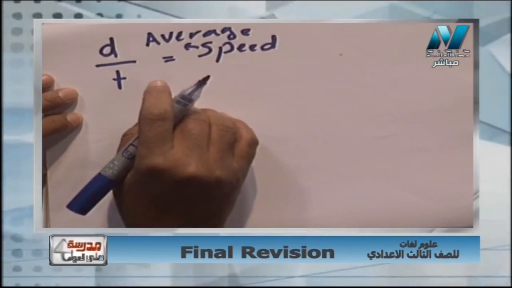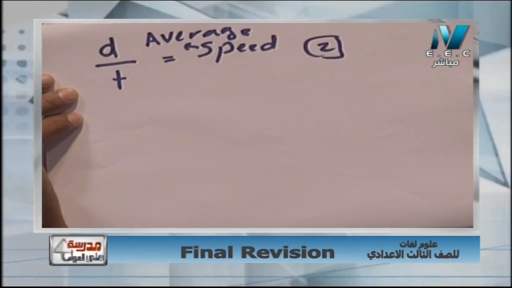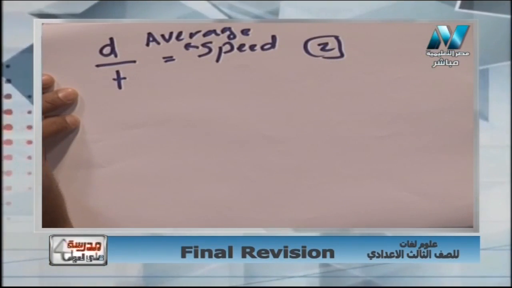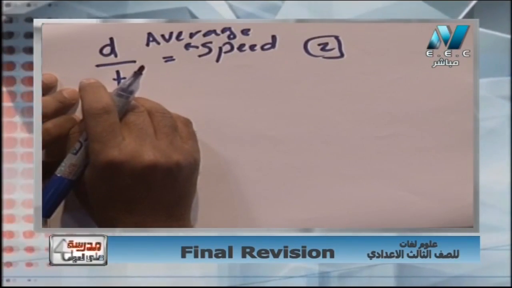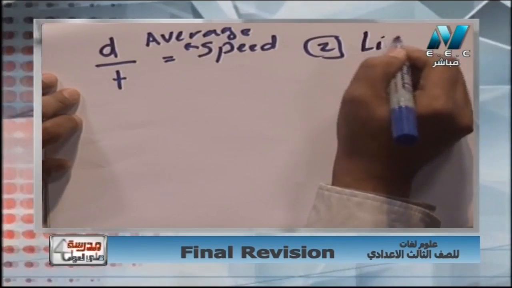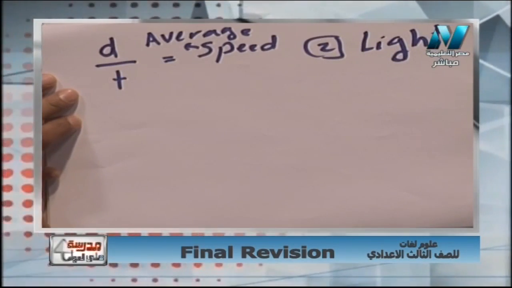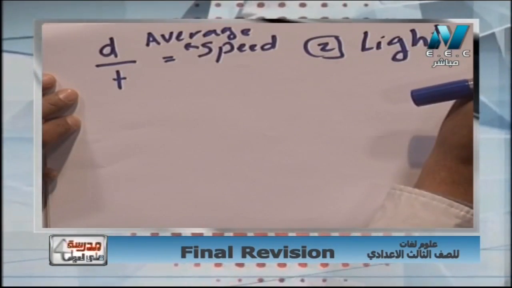Number two, the thing that moves in space with a uniform speed. Again, on the monitor, please. The thing that moves in space with uniform speed. Light. Light can move with a uniform speed in space.